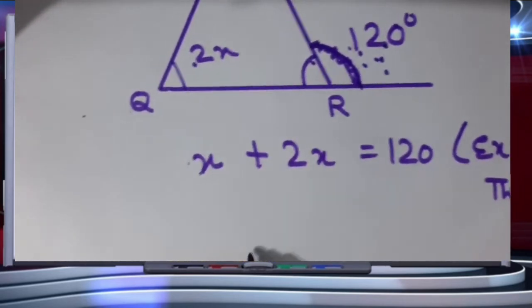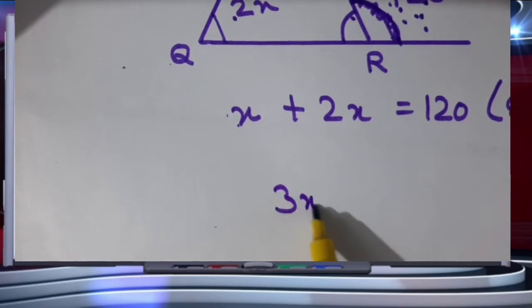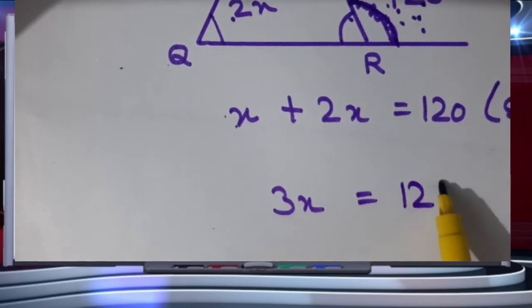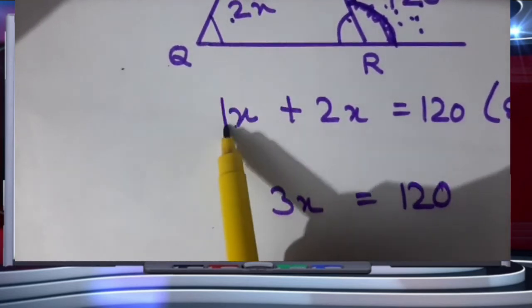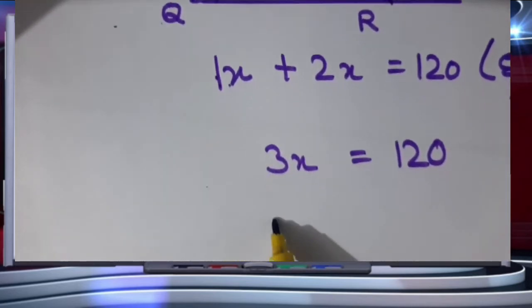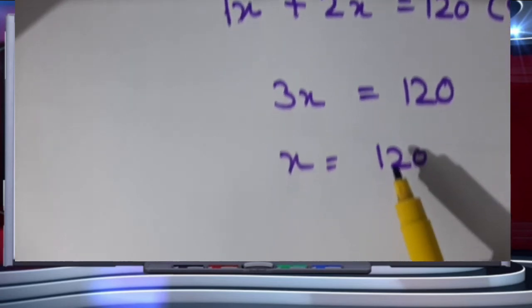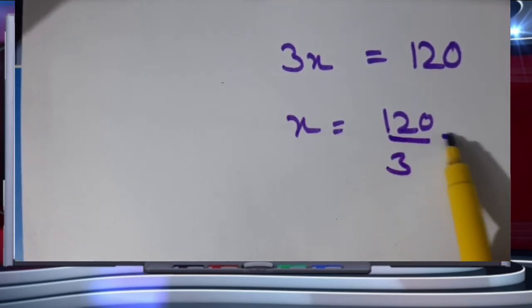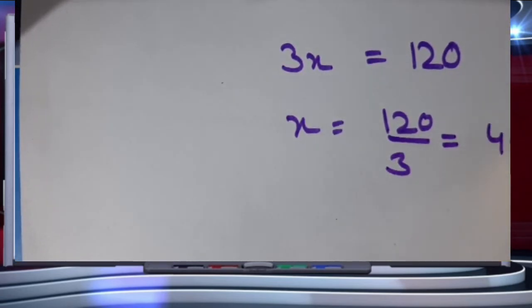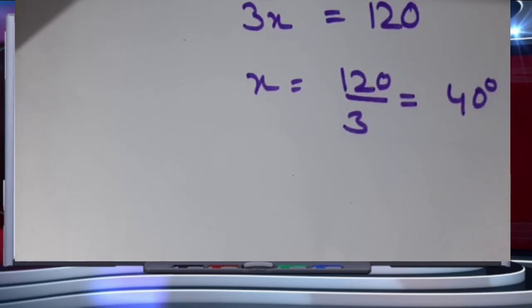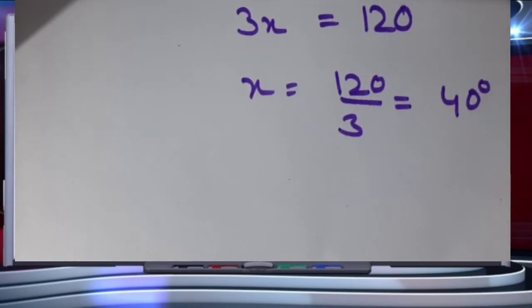Now x plus 2x is 3x. So 3x is equal to 120 degree. Here x means 1x, so 1 plus 2 is 3. Now x is equal to 120 divided by 3, which is 40 degree. So here angle x is 40 degree.